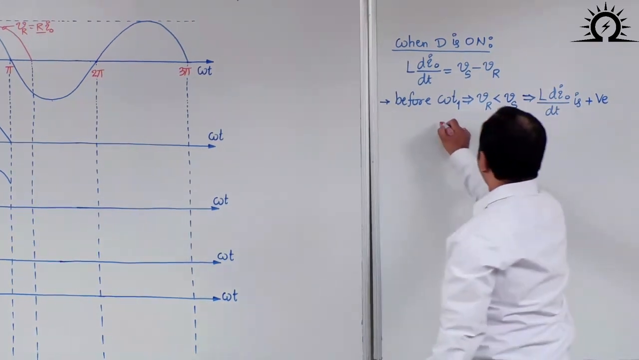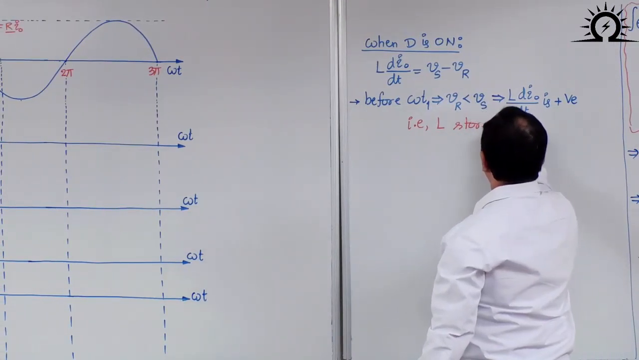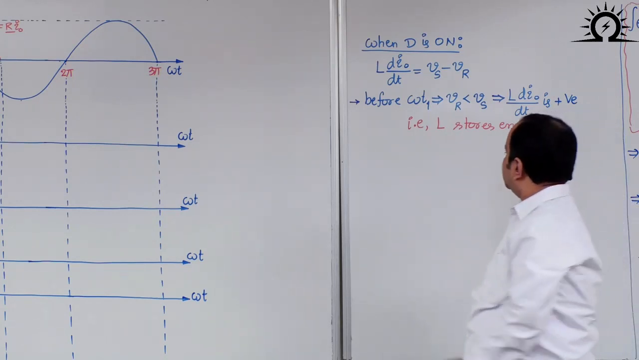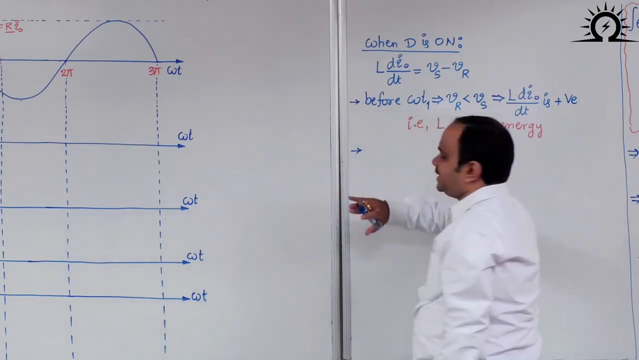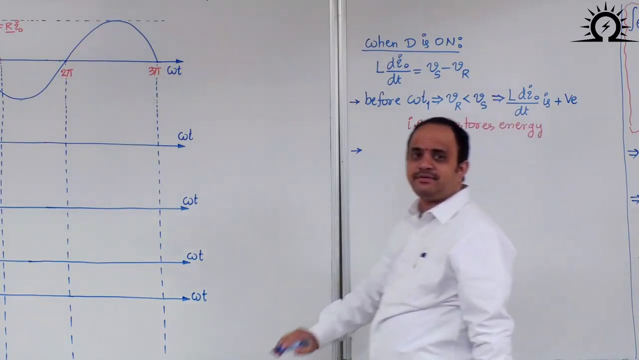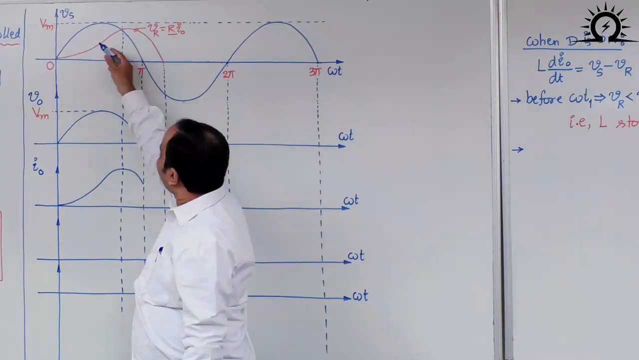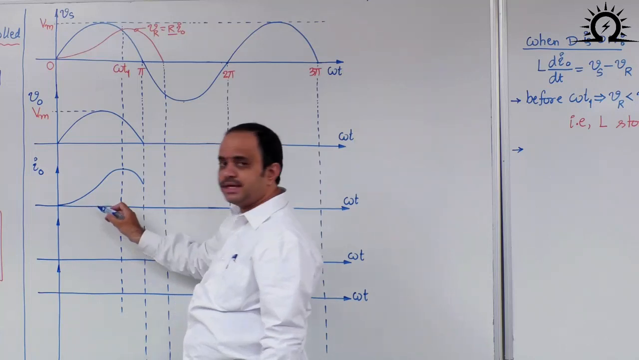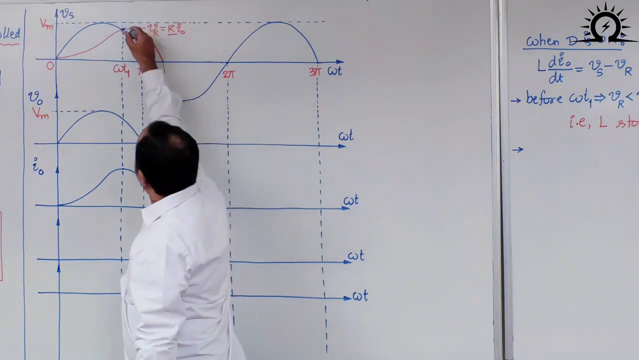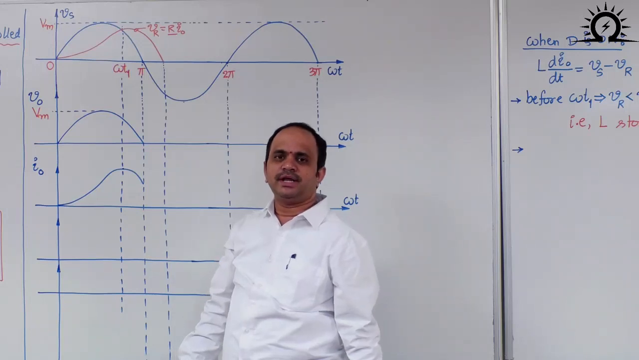That means the inductor stores energy. So the current waveform will increase. Up to what instant will this current waveform increase? Now observe carefully here. Up to omega t1, as Vr is less than Vs, current is increasing. Current increases, and it will reach one particular value where Vr is numerically equal to Vs.